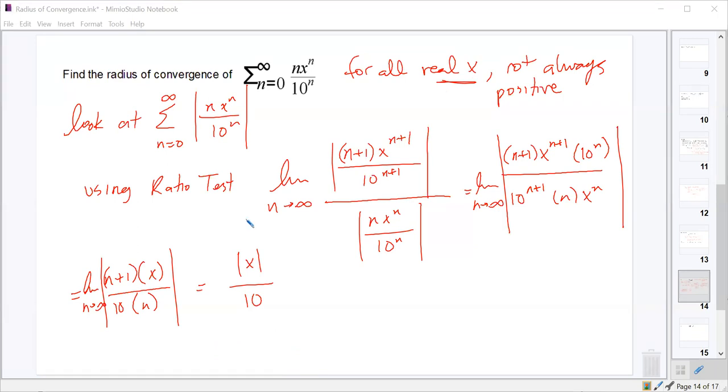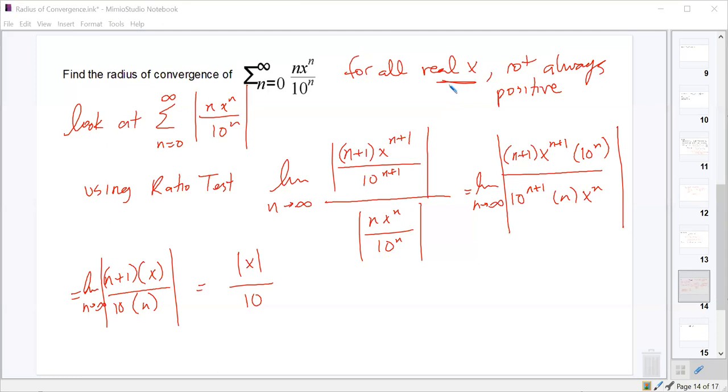So our question then is, is the absolute value of x over 10 less than 1? Is it greater than 1 or is it equal to 1? And what's the answer to that question? Which of those things is it? The answer should now be, it depends. Right? Yeah, exactly, Nick. There you go. It depends on what x is.